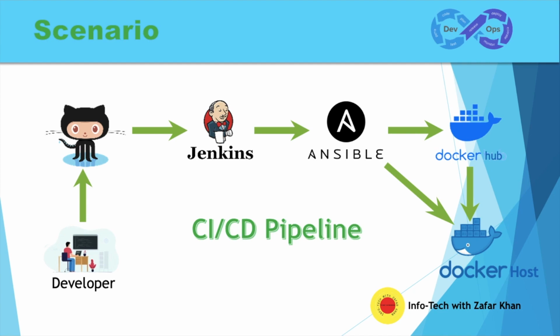So now we will write a playbook in the Ansible server and execute the playbook to build the Docker container on the Docker host. So first it will check on the Docker host if there is any image present here. If not, then the image will be pulled from Docker Hub and a container created on the Docker host. So basically, we'll create a container over here in the Docker host.